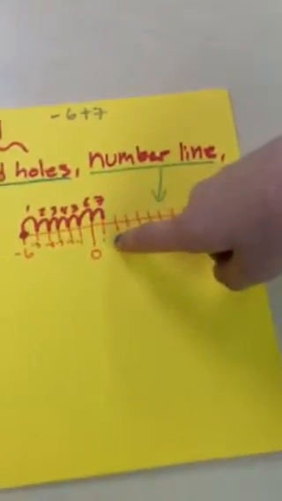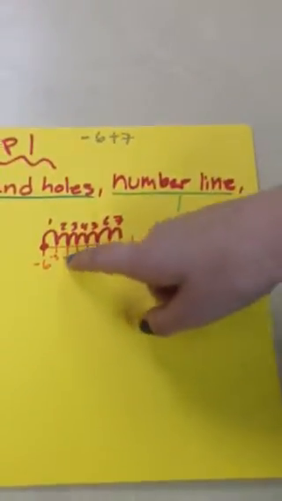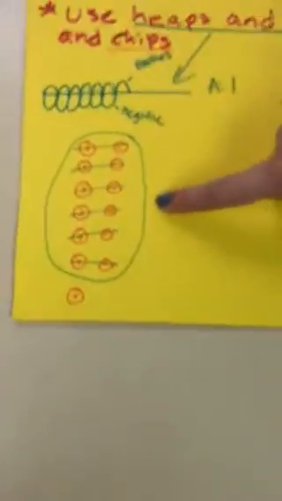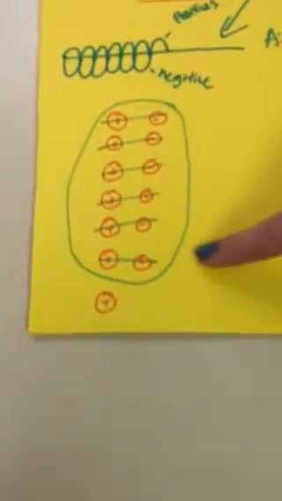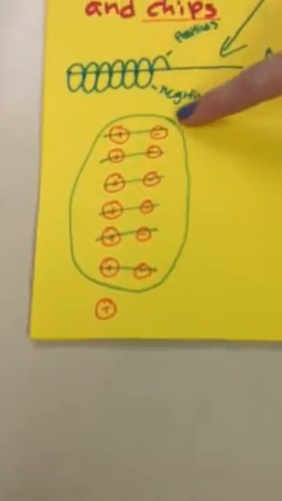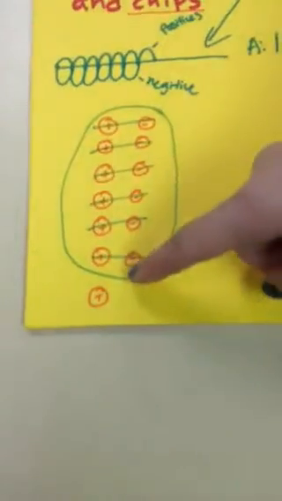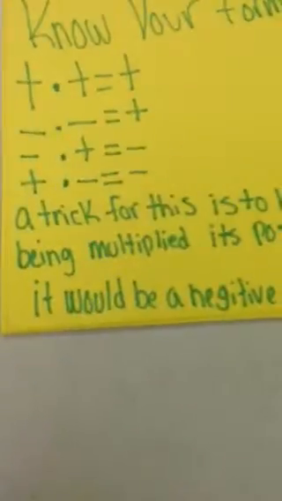For the number line, you put one of the numbers on the number line, and for subtraction, you go this way, and for addition, you go that way. And for chips, you draw how many positives and how many negatives there are, and if there's a positive and a negative right next to each other, they cancel each other out, and the ones left, not crossed out, is the answer. Tip number 2 is know your formulas.